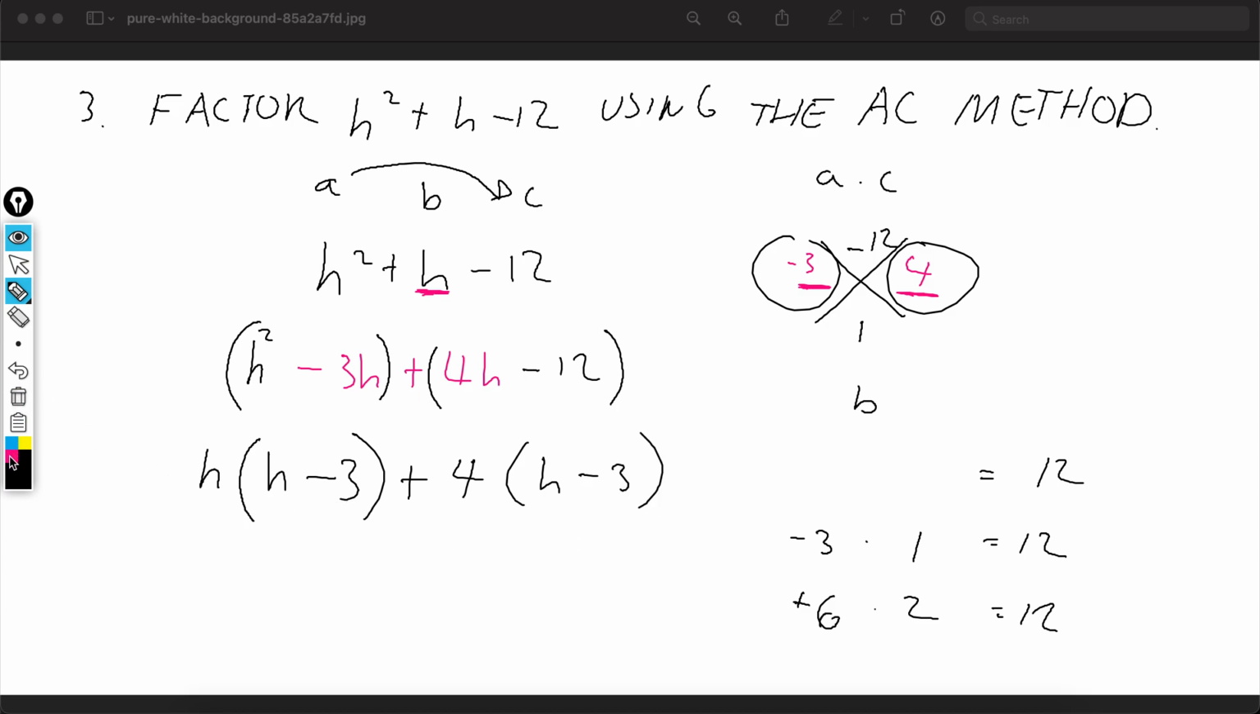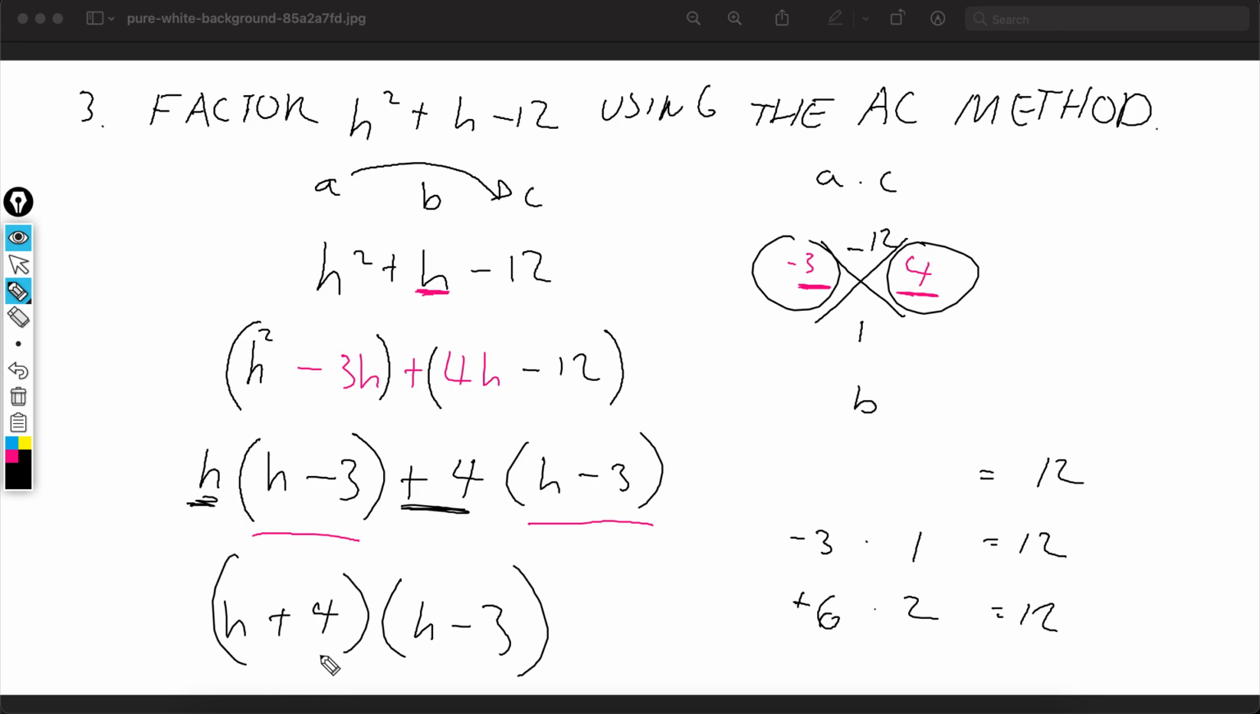Now, this is the important crucial part. If this matches that, we know we've done it right, which it does. So awesome for us. So h minus 3, we factor out now from the whole thing, this guy right here, and that's part of the answer. Who's left over? H, and what's left over here? Plus 4. And that is how you do the AC method. Not too hard, right?